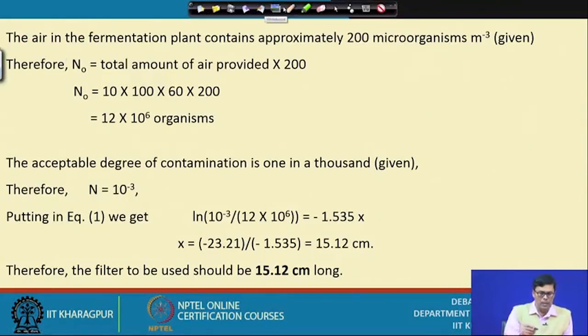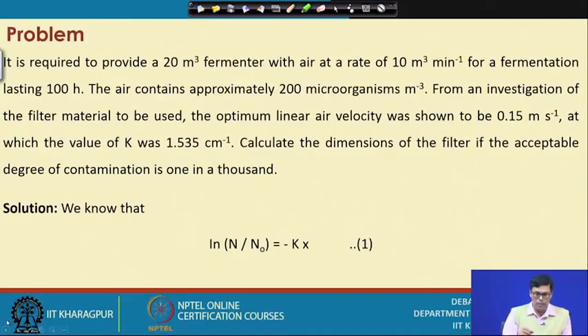Now, how do you calculate how much organism is present in the air? Let me show you. If you look at the problem, we have 200 microorganisms per cubic meter, flowing at a flow rate of 10 cubic meter per minute, and this is lasting for 100 hours. If you want to find out per hour, it will be 10 into 60 cubic meter per hour. Then if you multiply this, you will find how much volume of air there is.